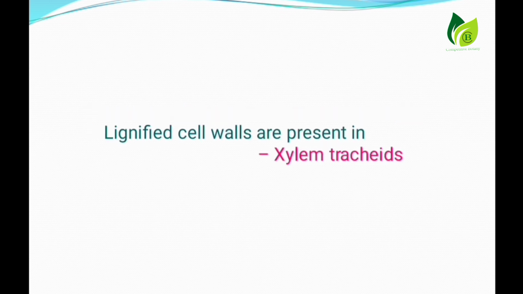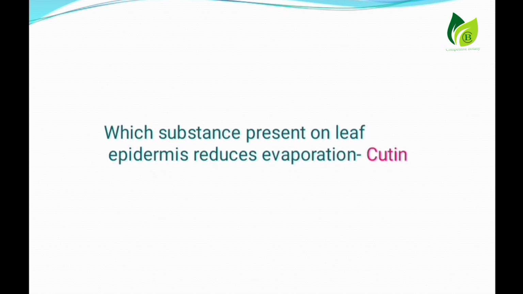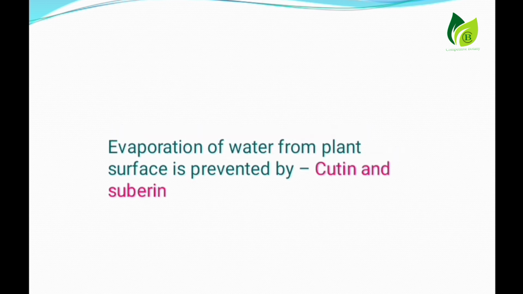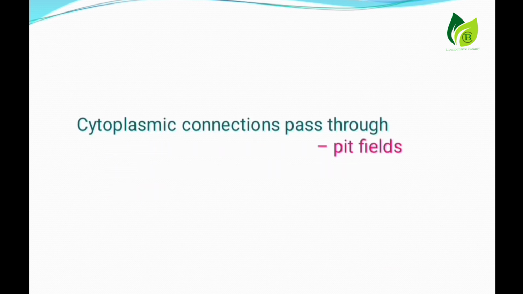The answer is xylem tracheids. Next question. Which substance present on leaf epidermis reduces evaporation? The answer is cutin. Evaporation of water from the plant surface is prevented by cutin and suberin.